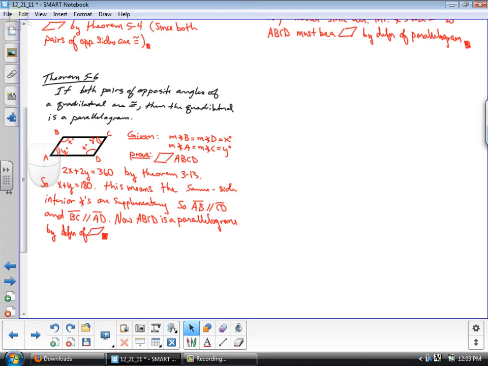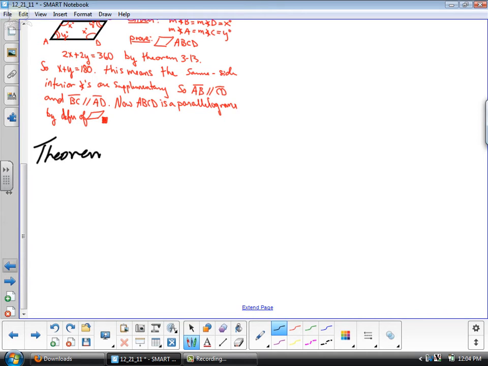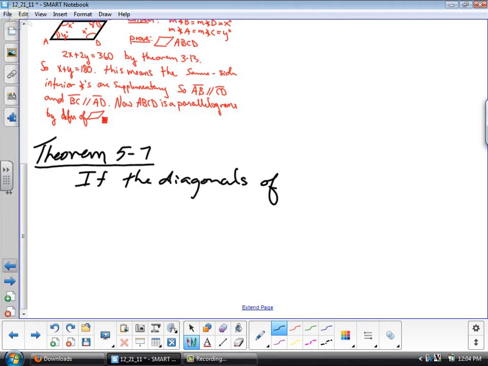Okay, theorem 5-7 now, which is our last theorem, also our last way to prove something's a parallelogram. So theorem 5-7: if the diagonals of a quadrilateral bisect each other, then the quadrilateral is a parallelogram.